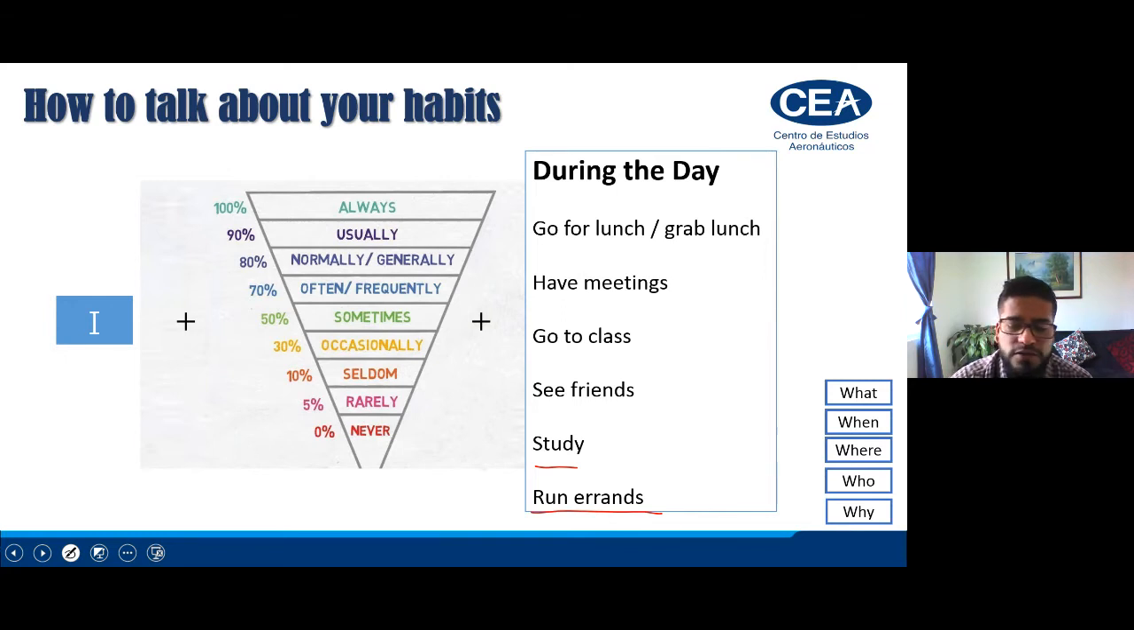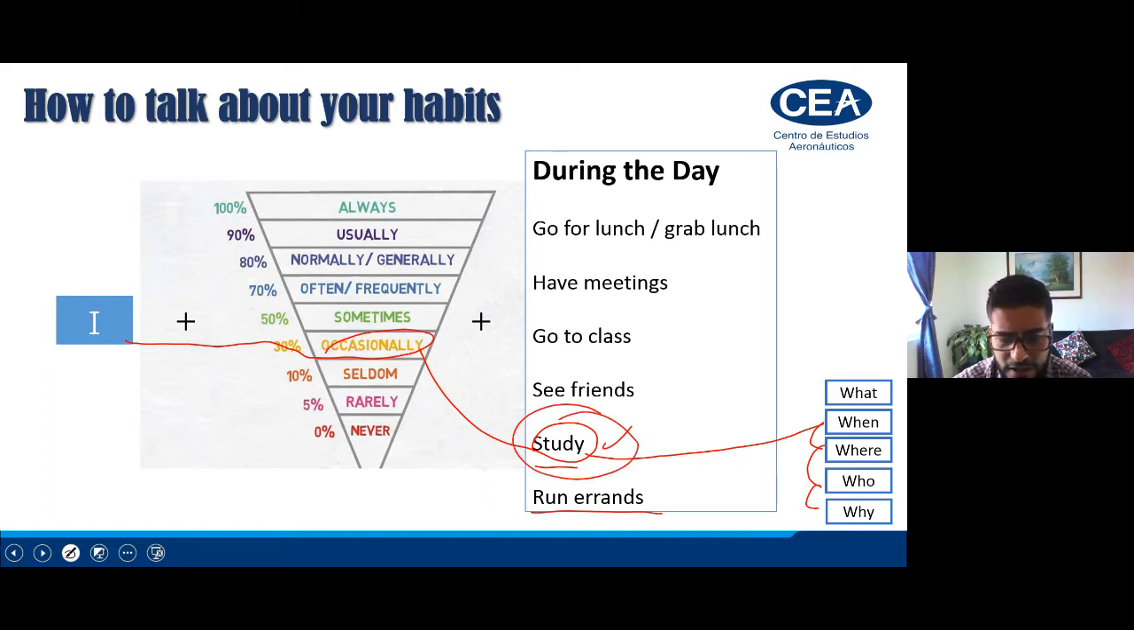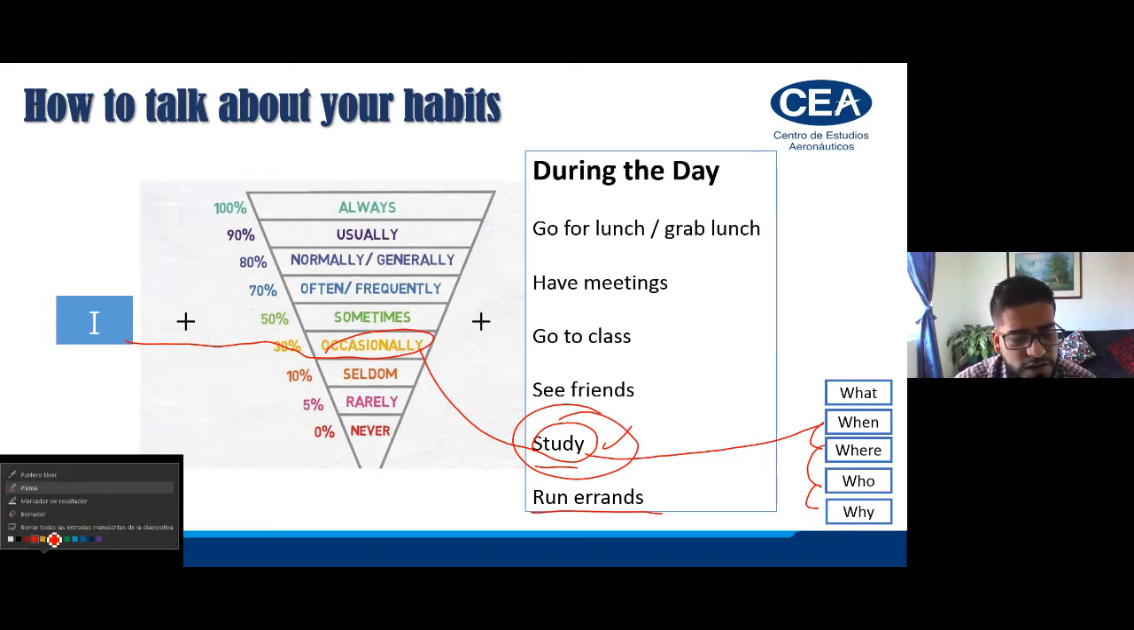So now, study, so maybe it's possible what you can see. For example, I occasionally study English on Wednesdays, virtual, or maybe we can say in Teams, with teacher Nestor, because I like to learn English. Okay, so this is one of the recommendations, and this is one of the uses of this expression, study. Now, the final example, that is run errands.